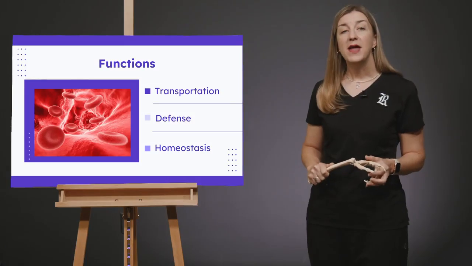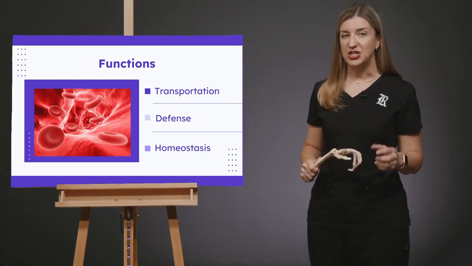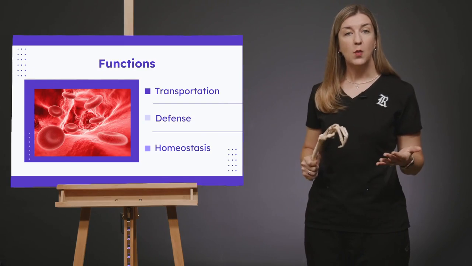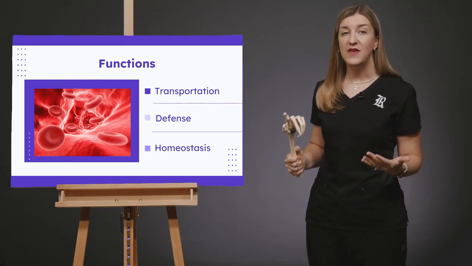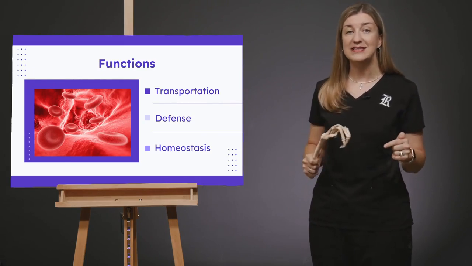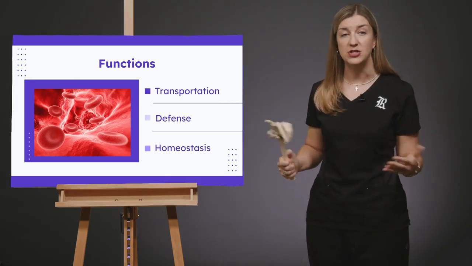Spectacular! Blood also helps defend the body against infection and pathogens. Lymphocytes, or white blood cells, are key to the body's immune defense system, and platelets help with clotting to seal off damaged blood vessels and prevent hemorrhage.